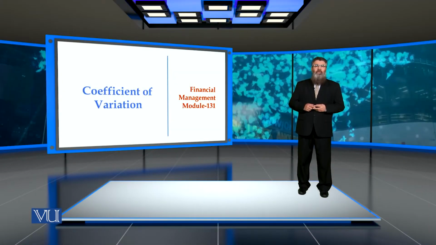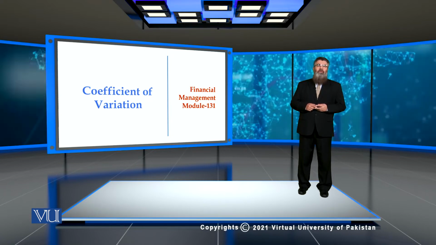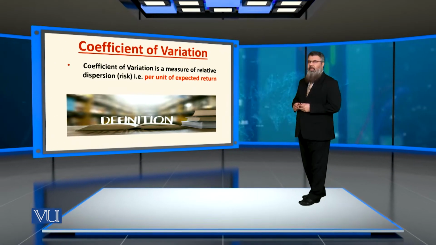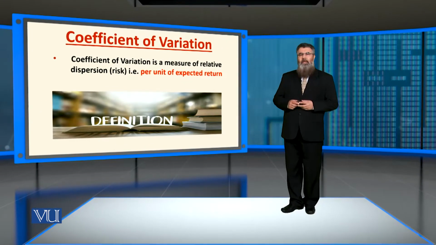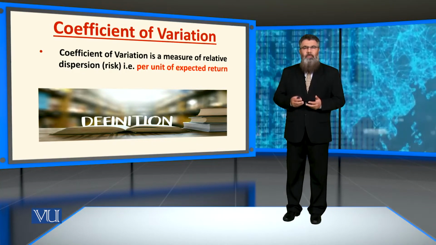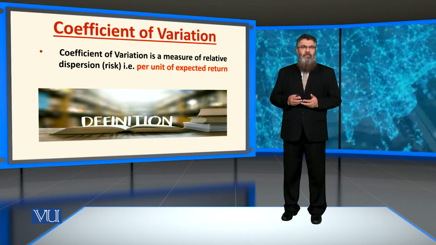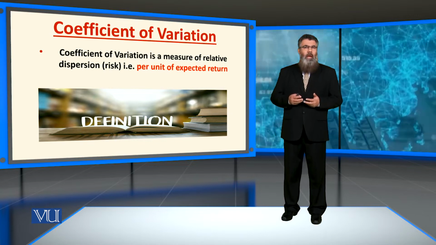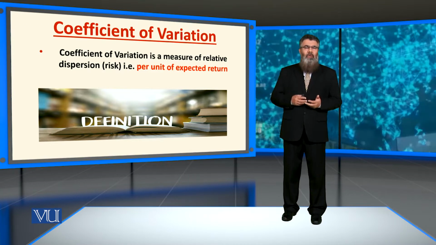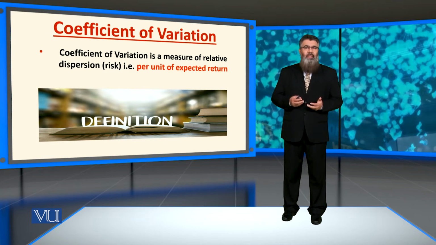This is the 131st module of financial management, and this discussion is about coefficient of variation. Coefficient of variation is a concept which is used to compare and contrast the risk and return of more than one stock. यानी अगर हम दो या तीन या चार डिफरेंट इन्वेस्टमेंट्स या डिफरेंट स्टॉक्स या सिक्योरिटीज को आपस में कंपेयर करके ये देखना चाहें कि किसका रिस्क और रिटर्न ज़्यादा है और किसका कम है, तो उसके लिए कोफिशिएंट ऑफ वेरिएशन हमें बहुत मदद करता है.